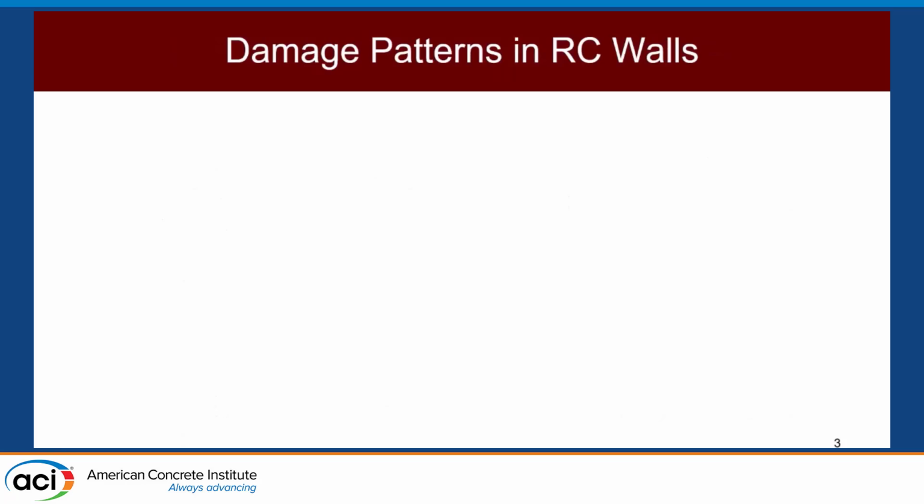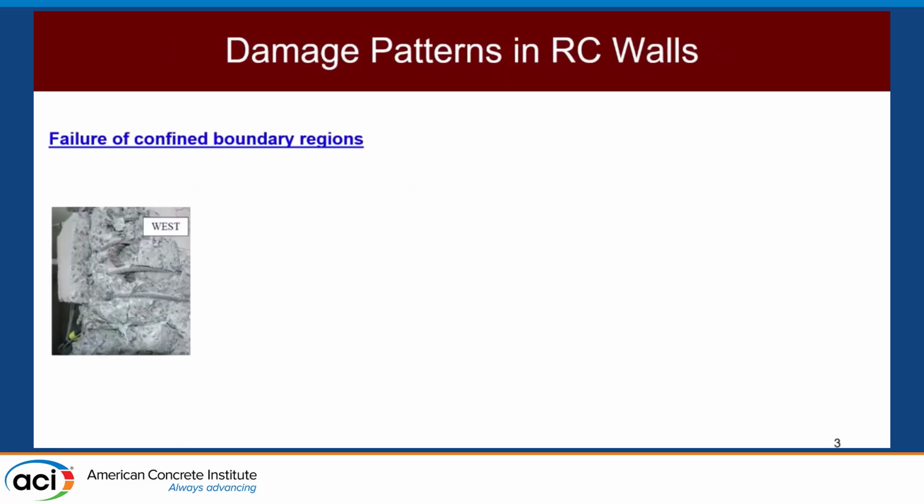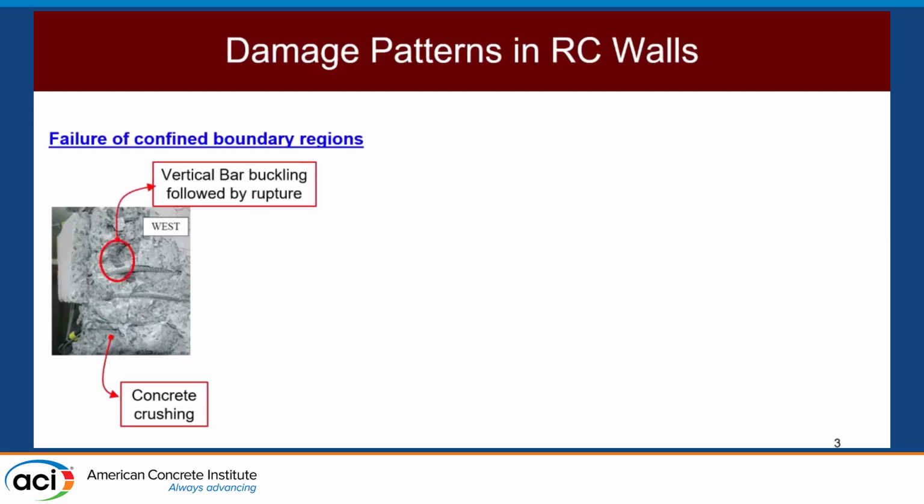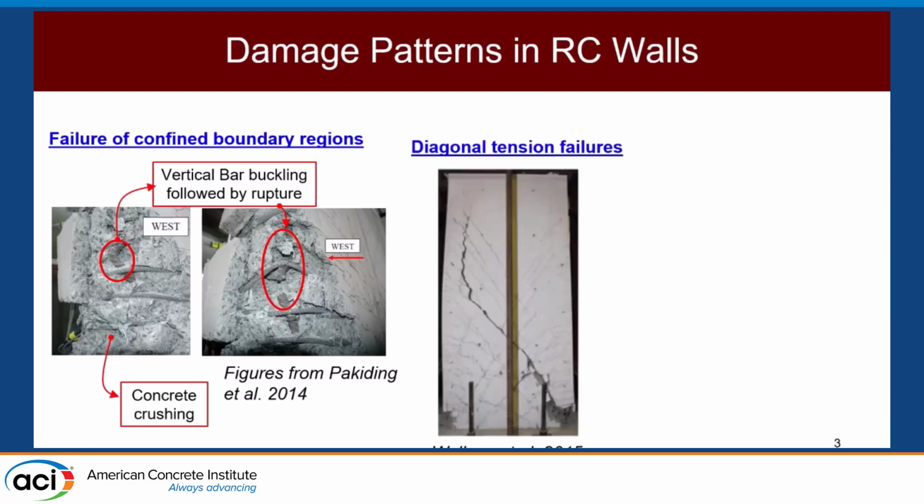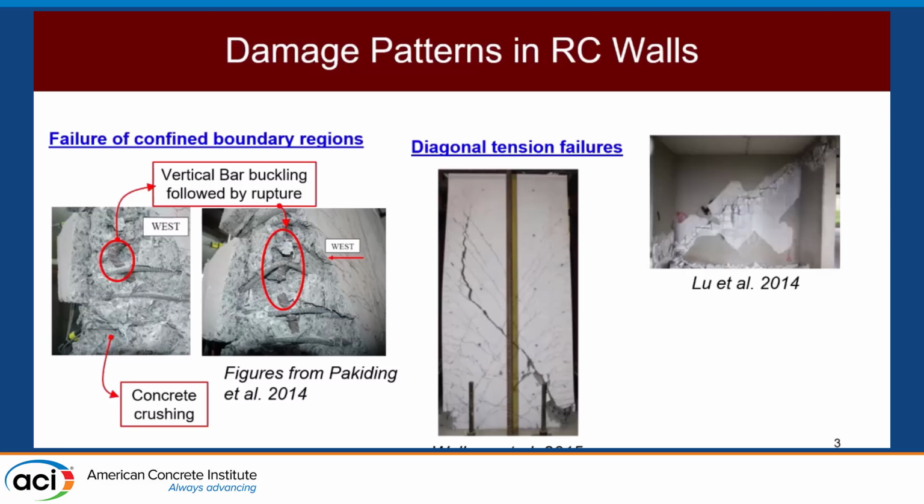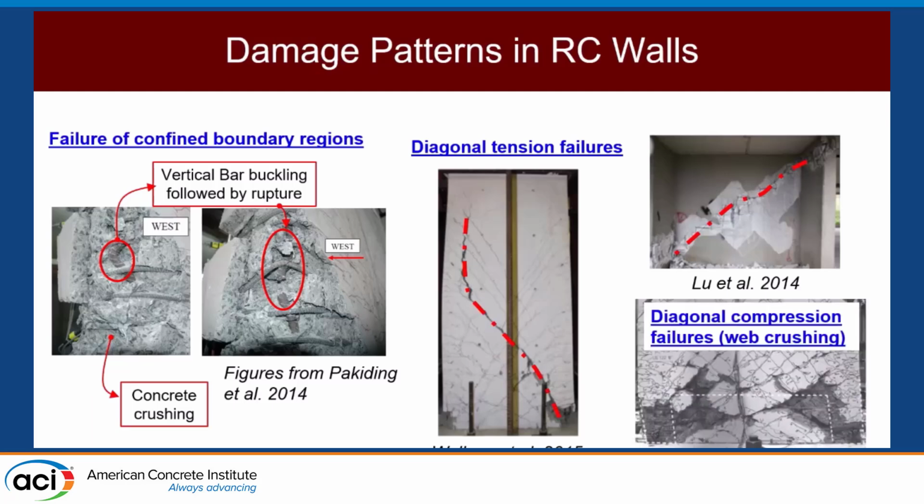So here are some typical damage patterns in reinforced concrete walls. At the boundary regions, you get this toe crushing or bar buckling followed by bar rupture. These are very typical failure mechanisms at the end regions of a wall. You can also get diagonal tension failures, which are very common, as shown in Wallace and Liu, and highlighted in the red lines here, as well as diagonal compression failures. These are some of the most typical types of failures of shear walls.